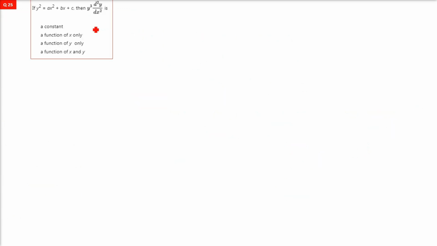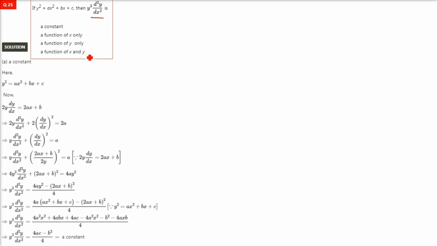It's 3. Y square is ax square plus bx plus c. Then we have to find out y cube d2y by dx2. Whether it is a constant, well, let me tell you in advance, it is a constant, how it is going to come. So y square is equal to ax square plus bx plus c. Now this y square term we are going to replace. We'll just find a better place to replace it.